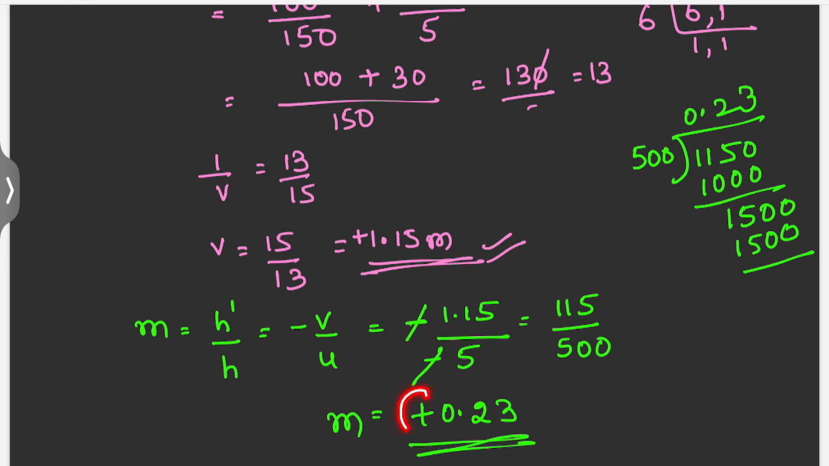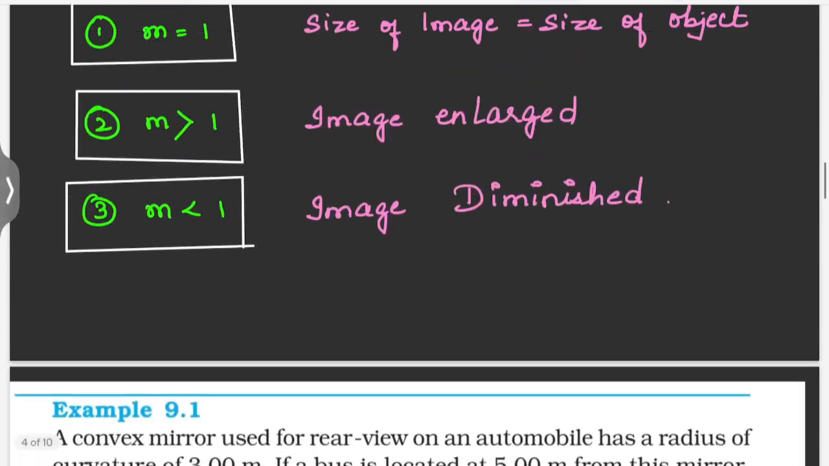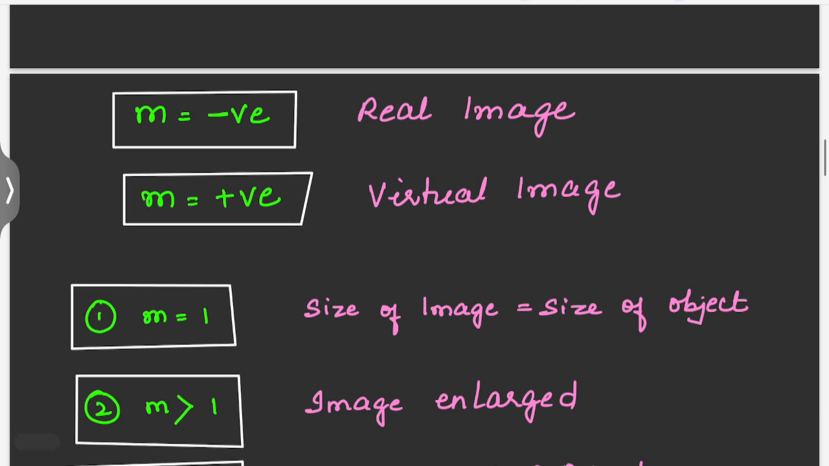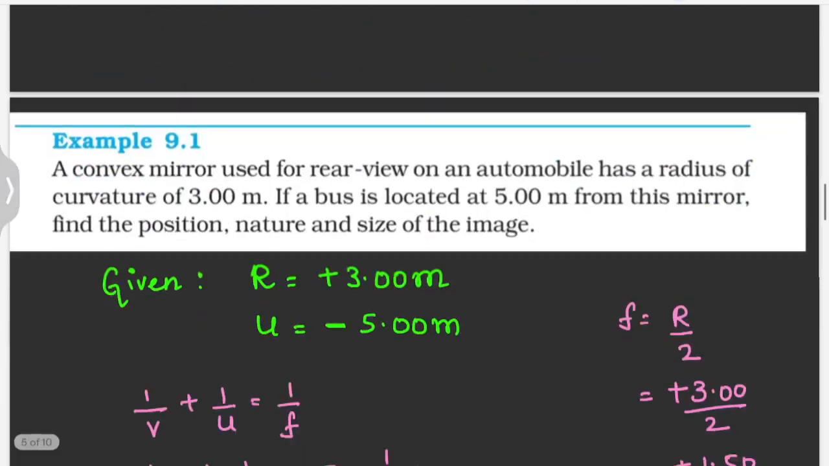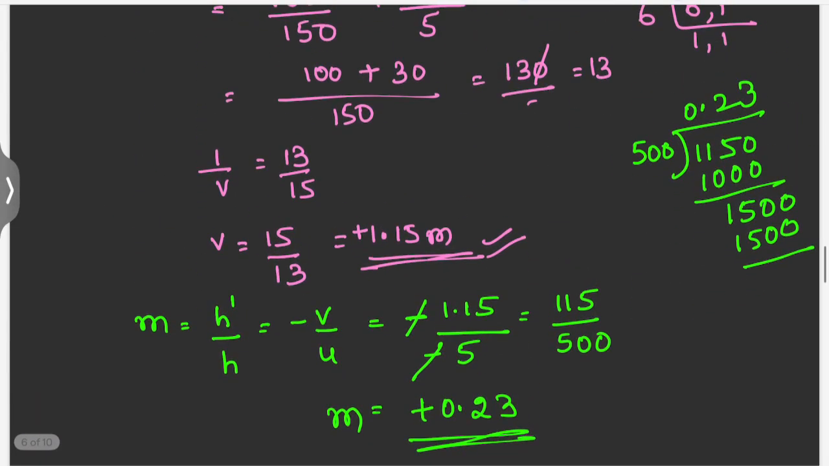So what does this plus sign indicate? See here what we have written, plus sign. If you are getting a plus sign for m, it indicates that it is a virtual image. So here we can write the image formed is virtual.